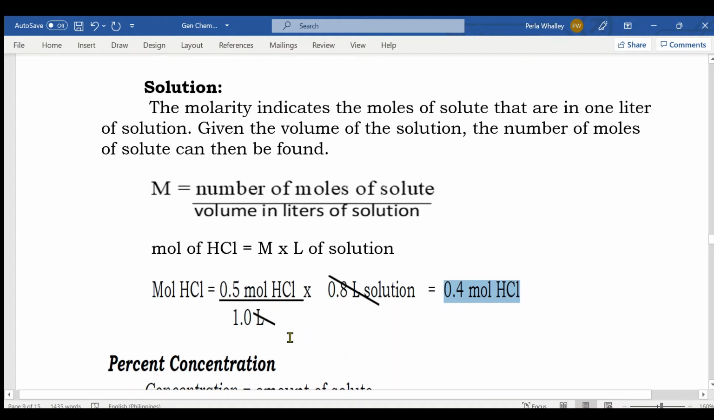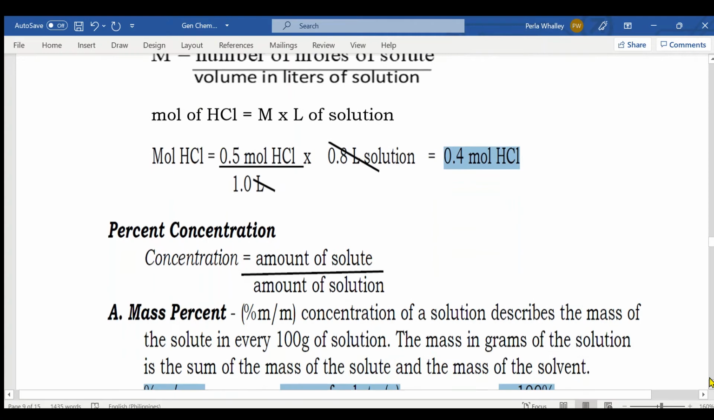So we have the least significant figure here. This one is 5 significant figures, this is 5, and this is 2. So the least significant figure is 1, so that's why the answer contains only one significant figure: 0.4 mole HCl.